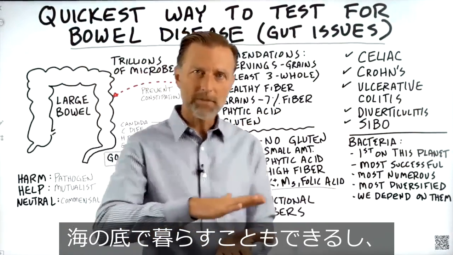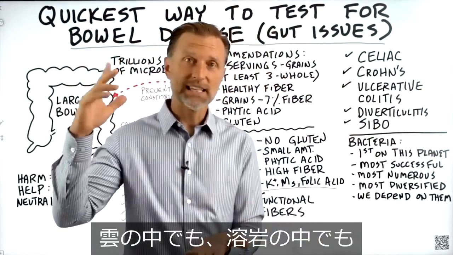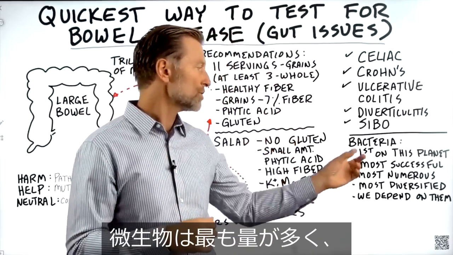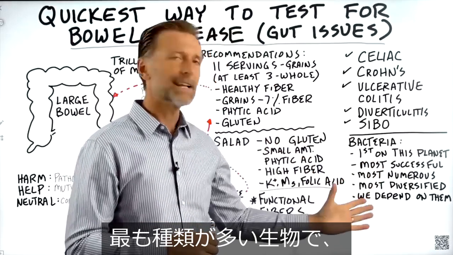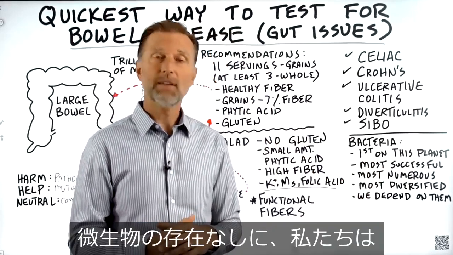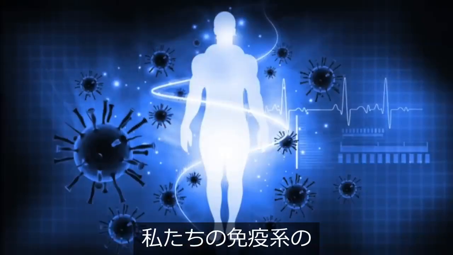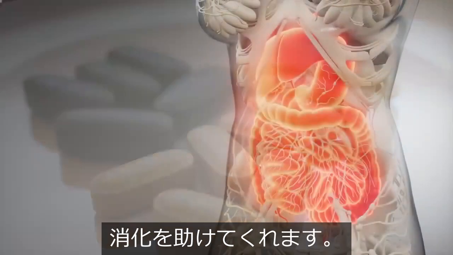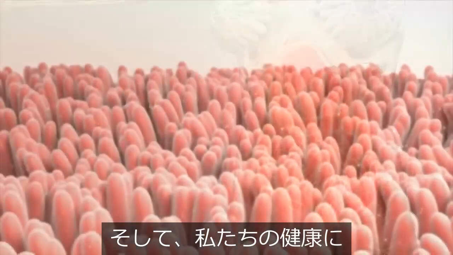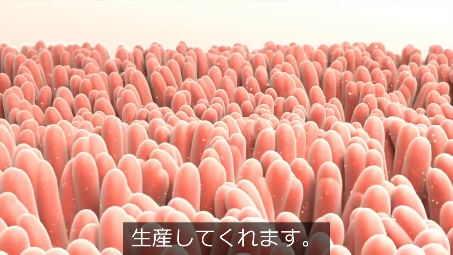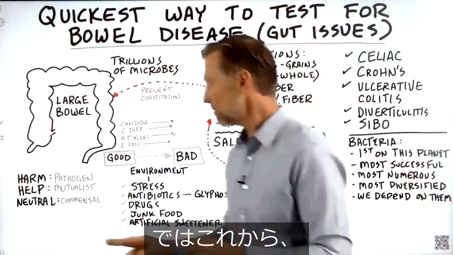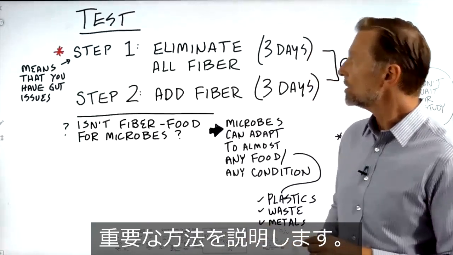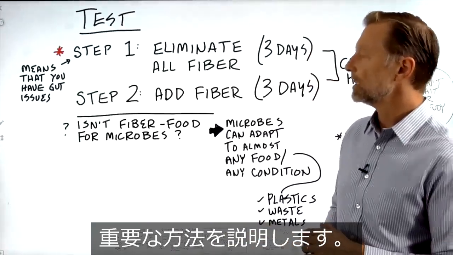They can live at the bottom of the ocean. They can live in the clouds. They can live in lava. I mean, it's just incredible how they've adapted. They're the most numerous. They're the most diversified, and we depend on them. And without them, we would not even be alive. They're a big part of our immune system. They help make vitamins. They help us with digestion, and they give us secondary compounds that are beneficial to our health.